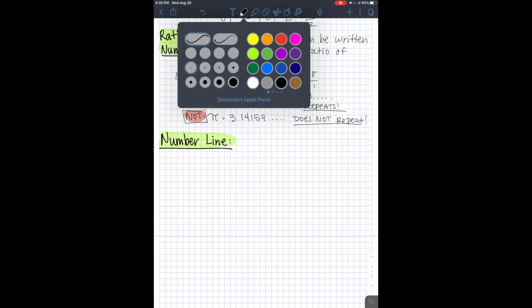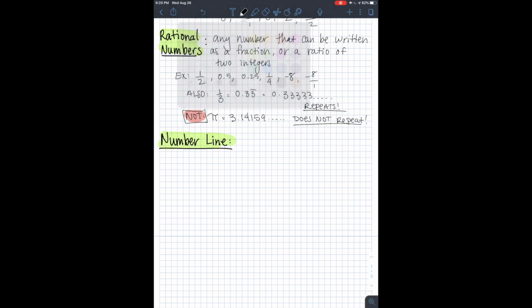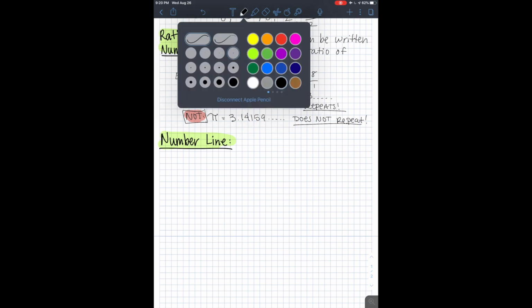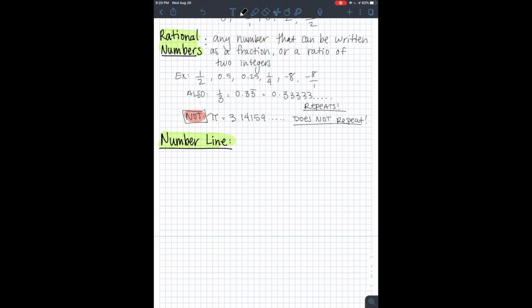Number lines, sorry you guys, you've got to deal with me trying to select what pen and highlighter I want to write with.